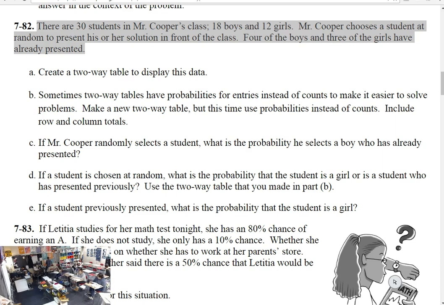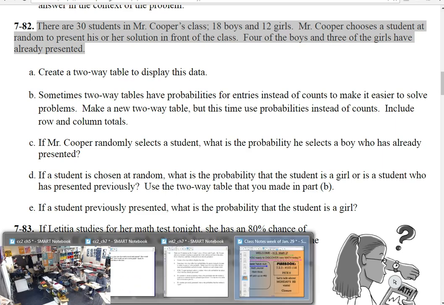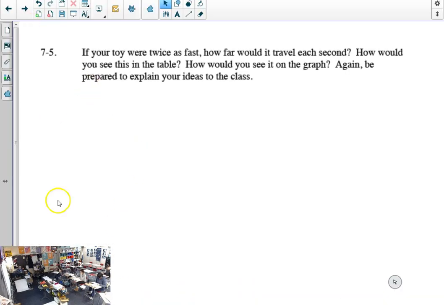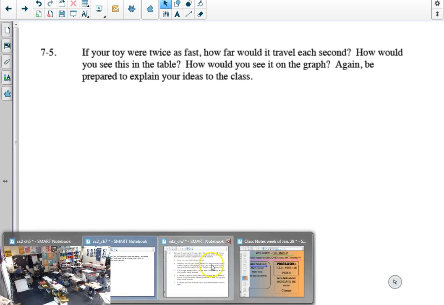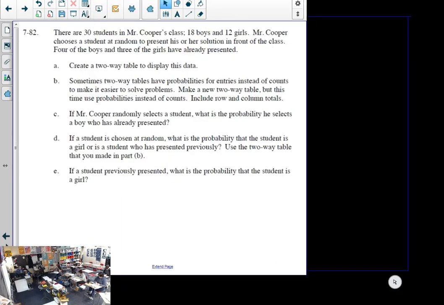Do you have your two-way frequency table? Have you calculated these probabilities? I love cool mathy days. Cool, but we're working on this right now. Probability tables, vital.